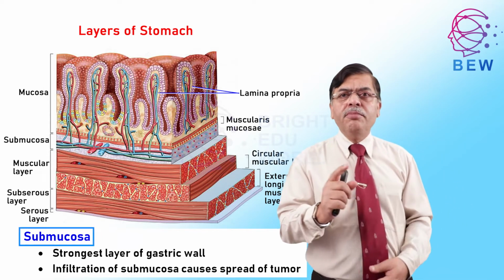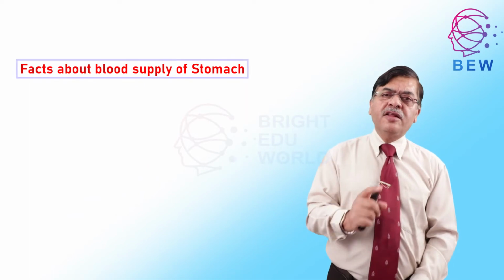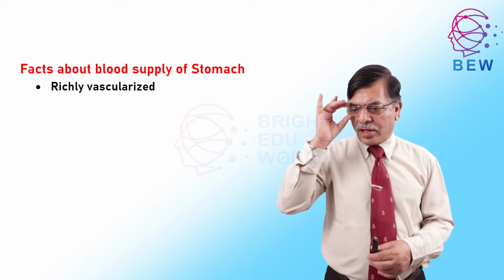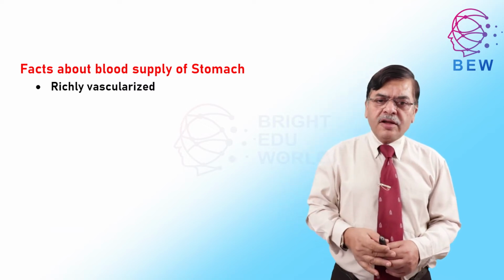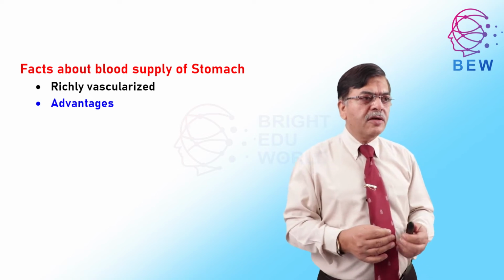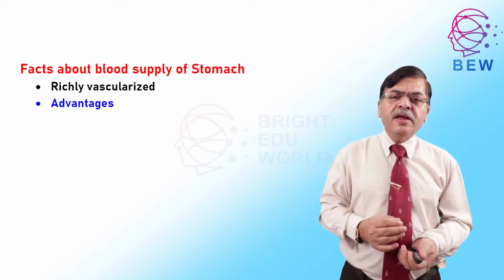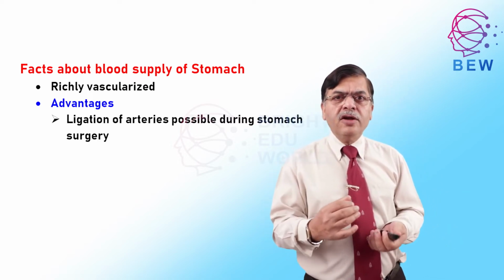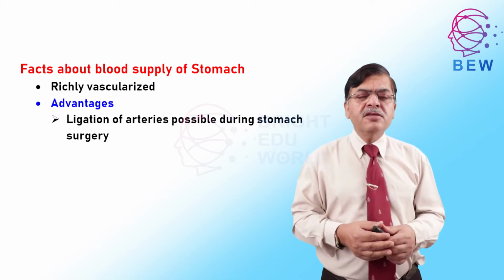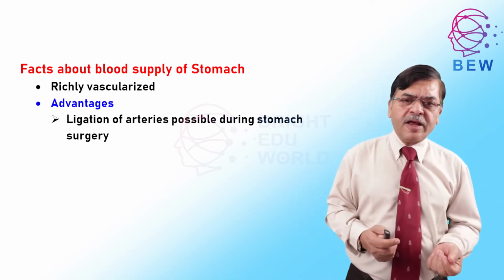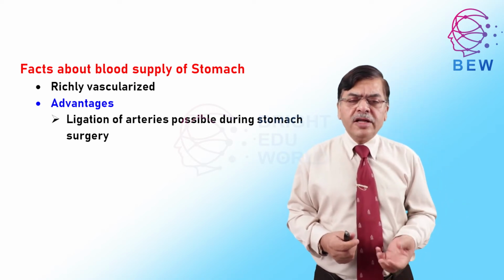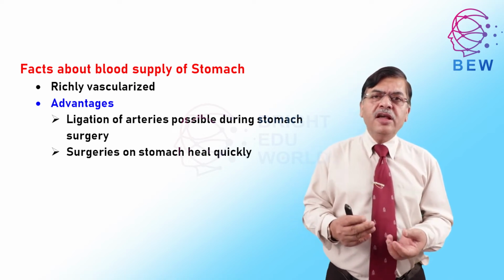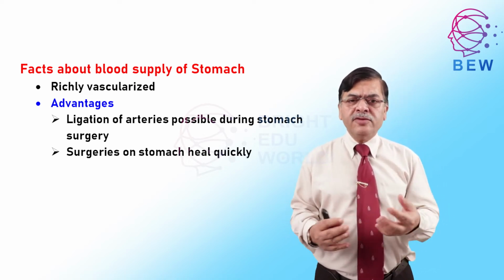Now coming to the arterial supply and venous drainage of the stomach. Stomach is a very vascular organ. It has got its own advantage because stomach has got multiple blood supply, and because of that, even if one or two arteries need to be cut or ligated during surgery to mobilize the stomach, it can survive on the rest of the blood supply. And the other advantage of this good blood supply is that any surgery you do on the stomach, the healing is very good.